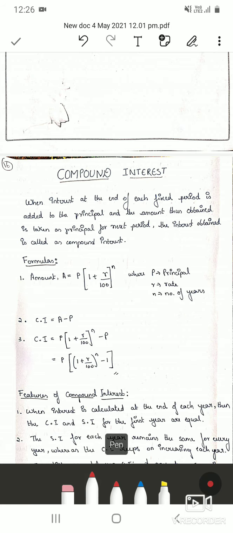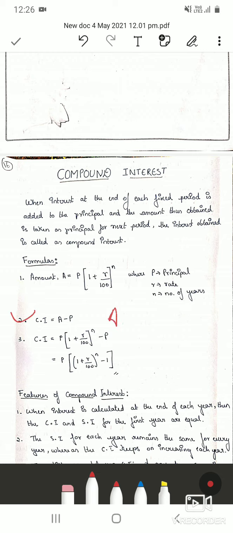So why raised to N? Because here for every year, the amount keeps on changing. It is not constant as in case of simple interest. So here P denotes the principal, R is rate, and N is number of years. So this is the formula of amount in case of compound interest.